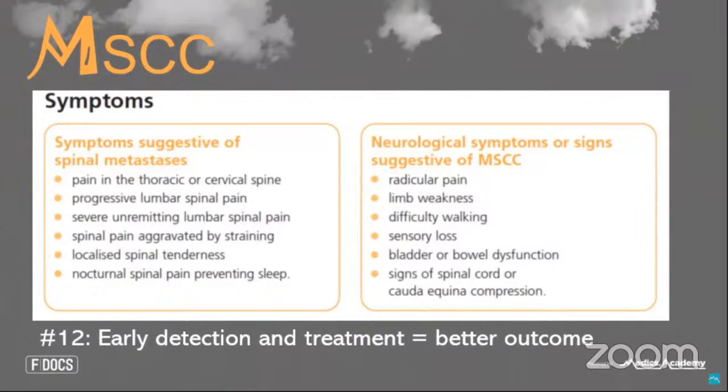So if you can pick up MSCC before the patient has lost function in their legs, that patient has a much, much higher chance of keeping the function in their legs and not becoming paralysed than if it's picked up and treated when they've already lost that strength. So you want to look out for those early signs. Now, these two boxes have been lifted directly from the NICE guidelines for metastatic spinal cord compression, and the link to those guidelines is in the handout that I mentioned earlier.